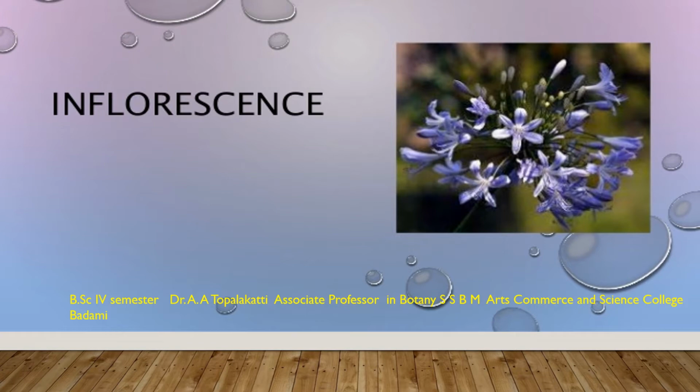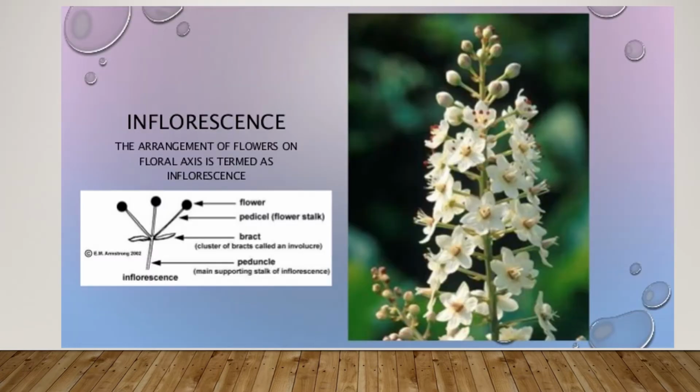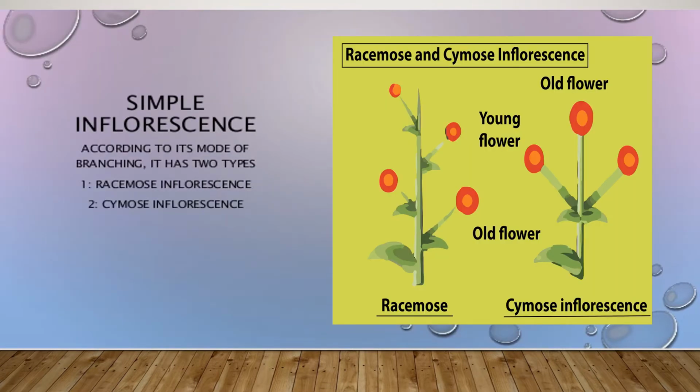Today's topic is on inflorescence. Inflorescence is the arrangement of flowers on the floral axis. According to the mode of branching, inflorescence is basically of two types: racemose inflorescence as well as cymose inflorescence.